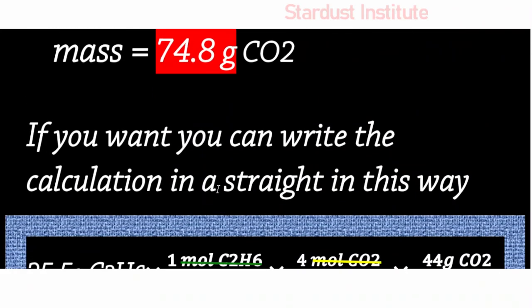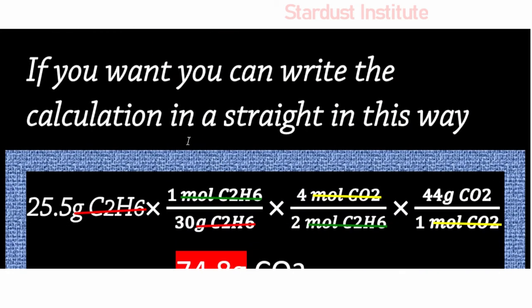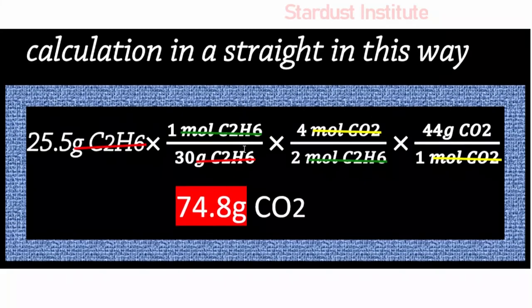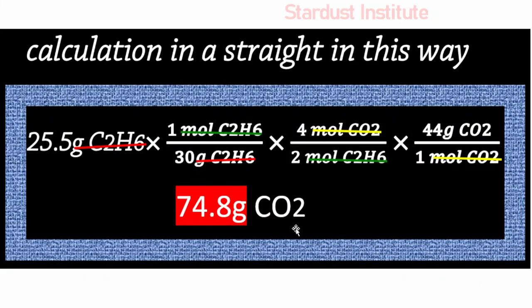If you want, you can write the calculation in a straight line in this way. At once, you won't be able to understand this method. Study this slowly. Using this method also, we can get the same answer, 74.8 grams of carbon dioxide.